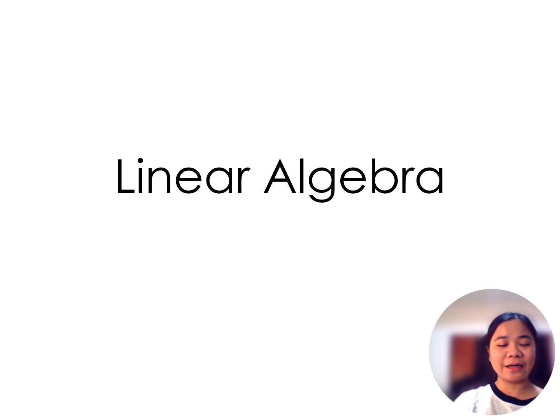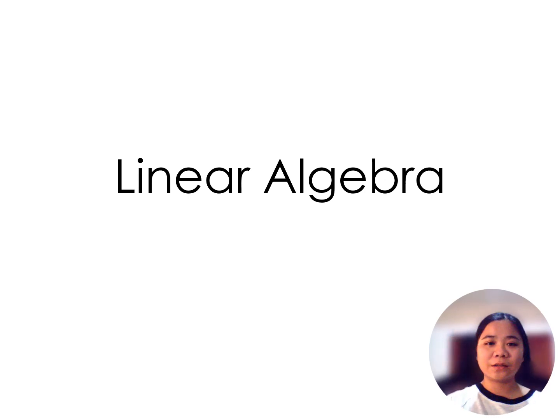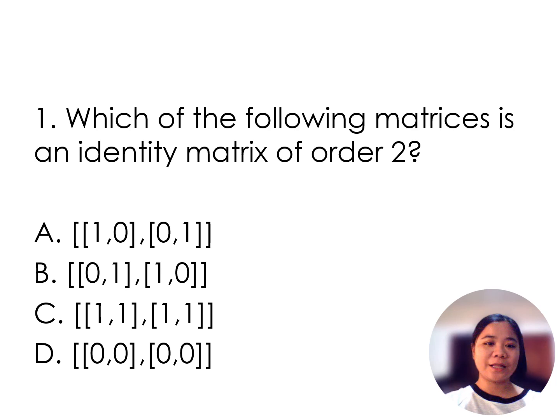Okay, so hi guys, let's continue from the last session. Now let's proceed to linear algebra. Let's have first a question. Which of the following matrices is an identity matrix of order 2? Is it letter A, letter B, letter C, or letter D?